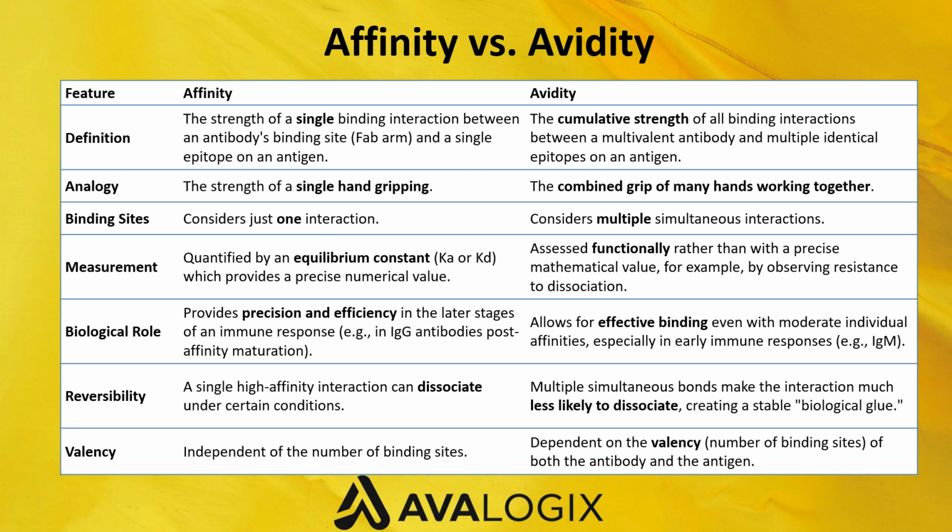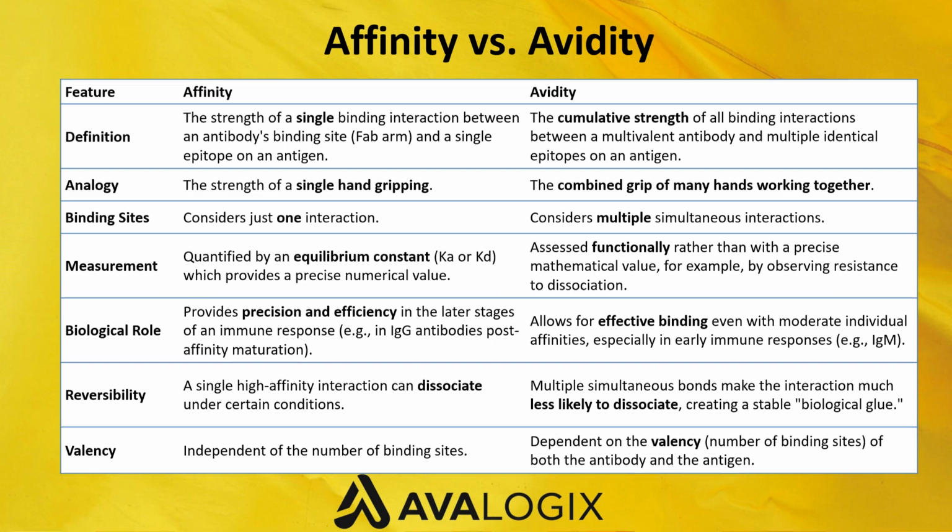We also see the difference in how they're measured. Affinity can be quantified directly using equilibrium constants such as Ka or Kd, providing precise numerical values for the strength of one interaction. Avidity, however, is more difficult to express in strict mathematical terms because it depends on both the affinity of individual sites and the valency of the antibody and antigen. Instead, avidity is often assessed functionally, for example, by observing how well antibodies resist dissociation in laboratory assays.